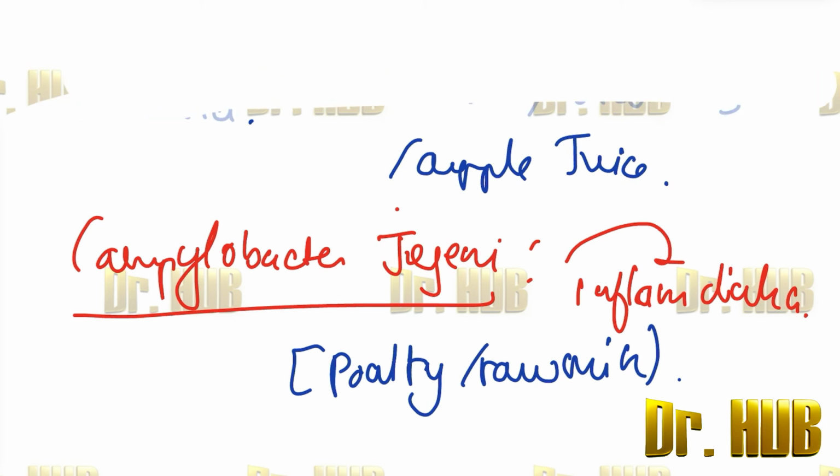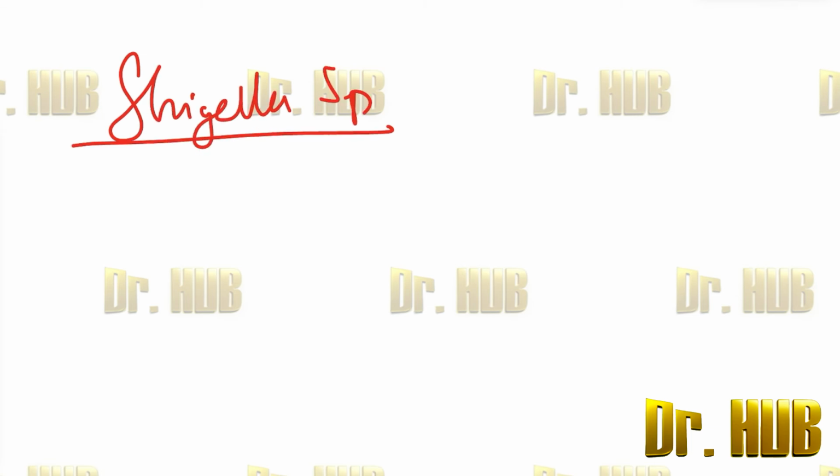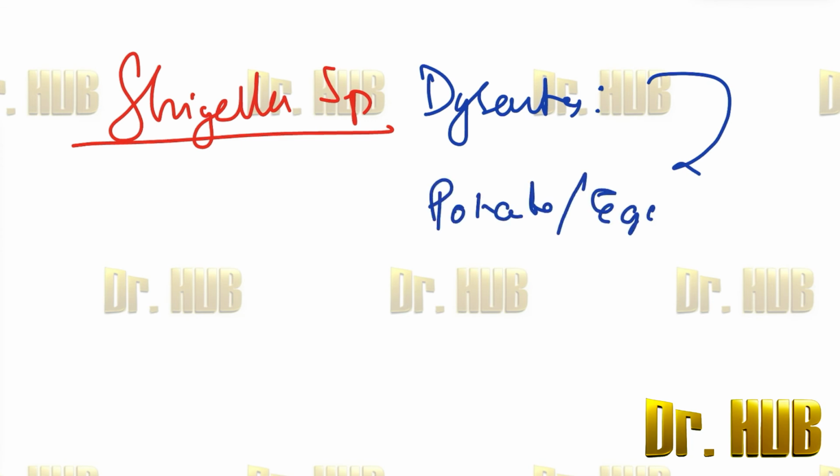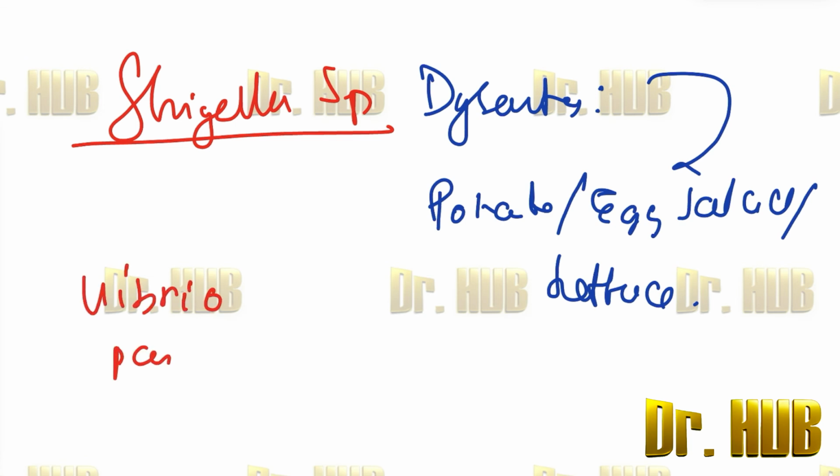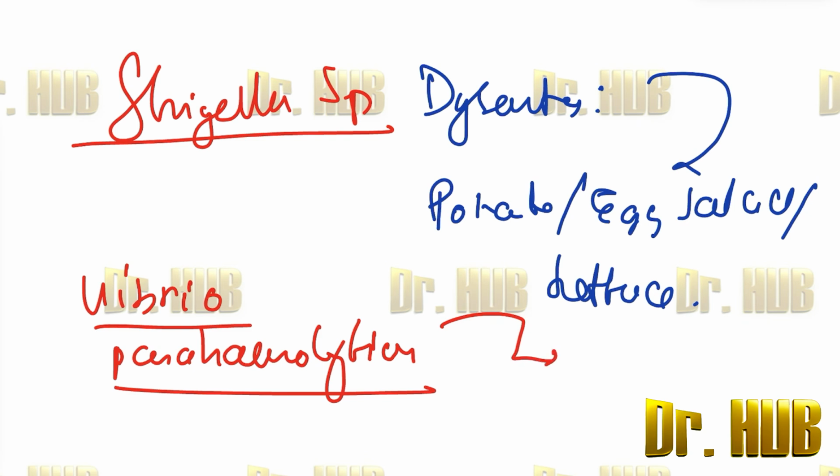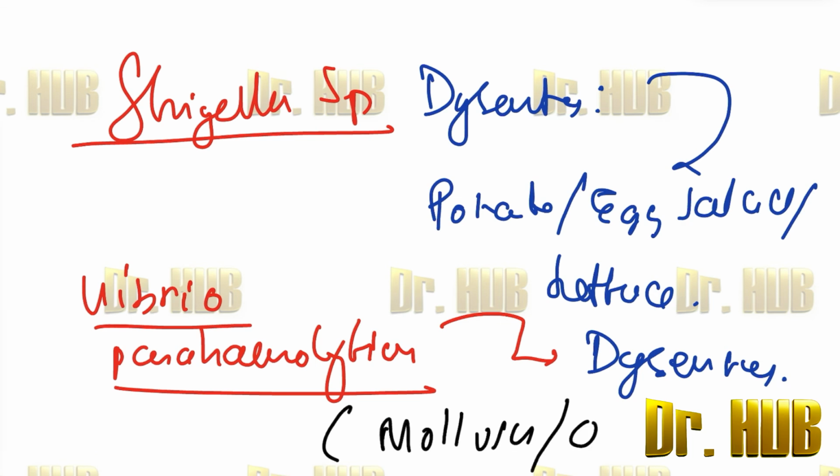Next we move on to the Shigella species. The presentation is going to be dysentery, and the source is going to be potato, egg salad as well as lettuce. Next, the last organism we are going to look at is Vibrio parahaemolyticus. This again presents with dysentery, and the source of contamination is going to be mollusks as well as crustaceans.